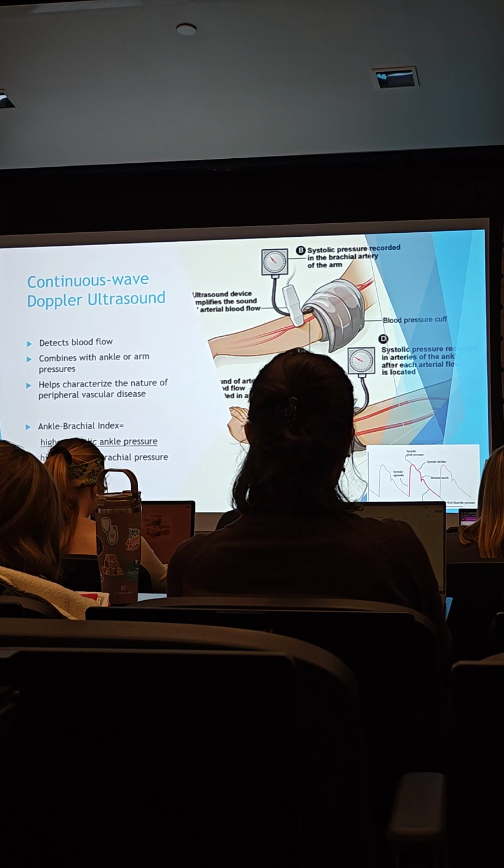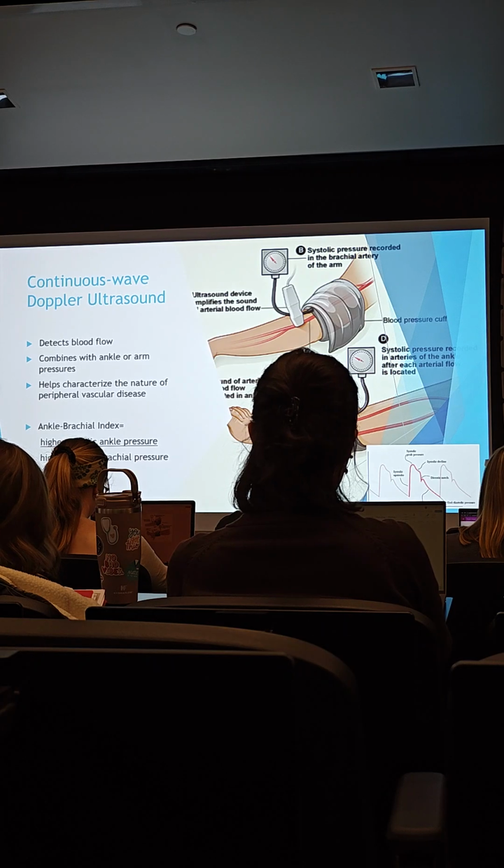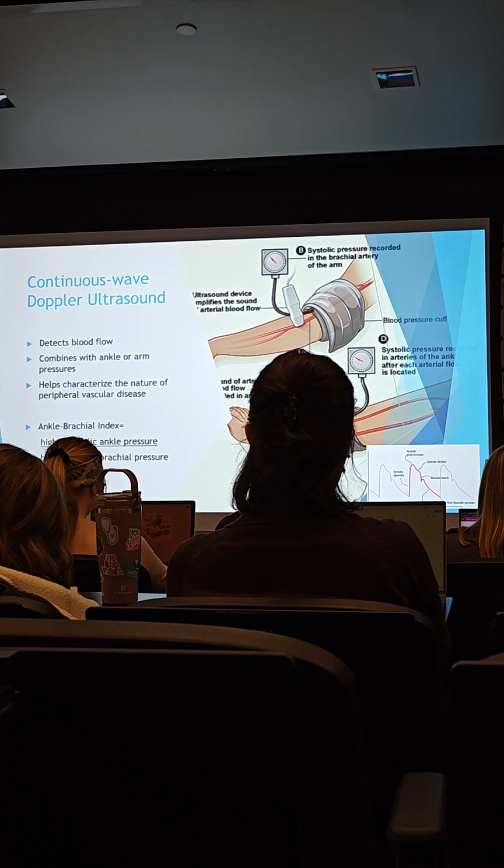The patient ahead of time is told to not smoke at least 2 hours before, or have caffeine. During the test, they should not speak, and they should rest for 10 minutes prior to the test. So we want good baseline pressures.